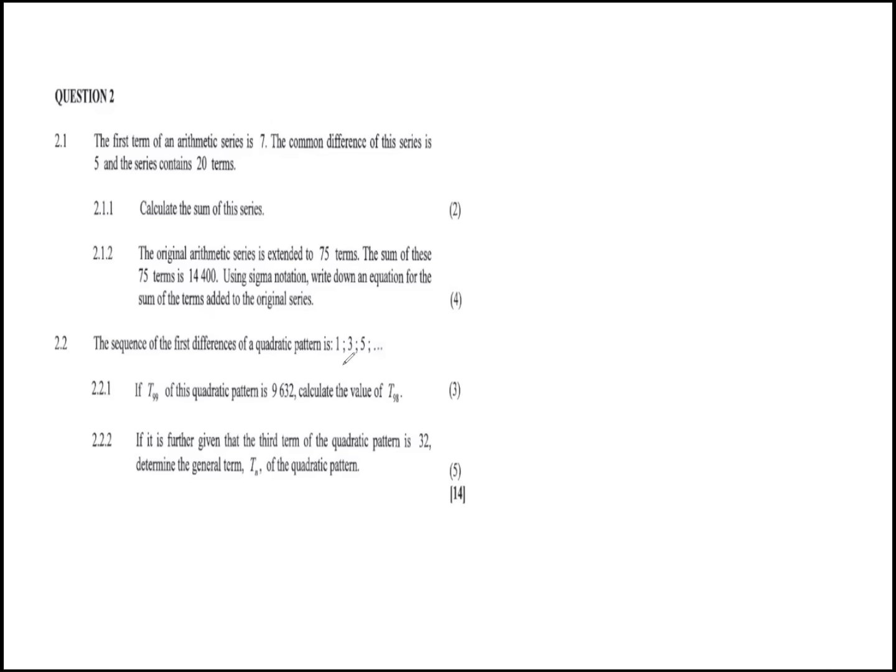So now we have question 2 on our arithmetic and quadratic formula. So the first term of an arithmetic series, they say, is 7. The common difference of this series is 5, and the series contains 20 terms. Now 2.1.1 is saying calculate the sum of this series. So to calculate that, we are going to just say Sn is equal to n over 2, and then 2a plus bracket n minus 1, and then we have d like that.